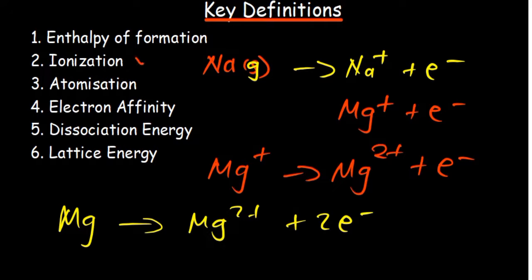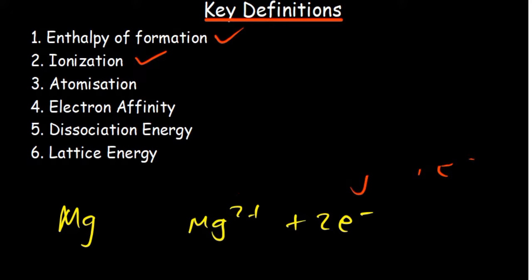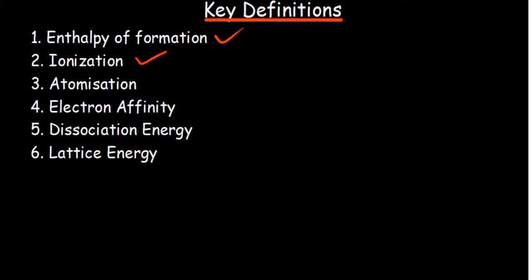So we've talked about ionization energy and also the enthalpy of formation. And of course, I can add one more point on the first one. Enthalpy of formation can either be positive or negative, but in most cases, as we will see, it's going to be negative from our Born Haber cycle diagrams. Third point, atomization. What is atomization?